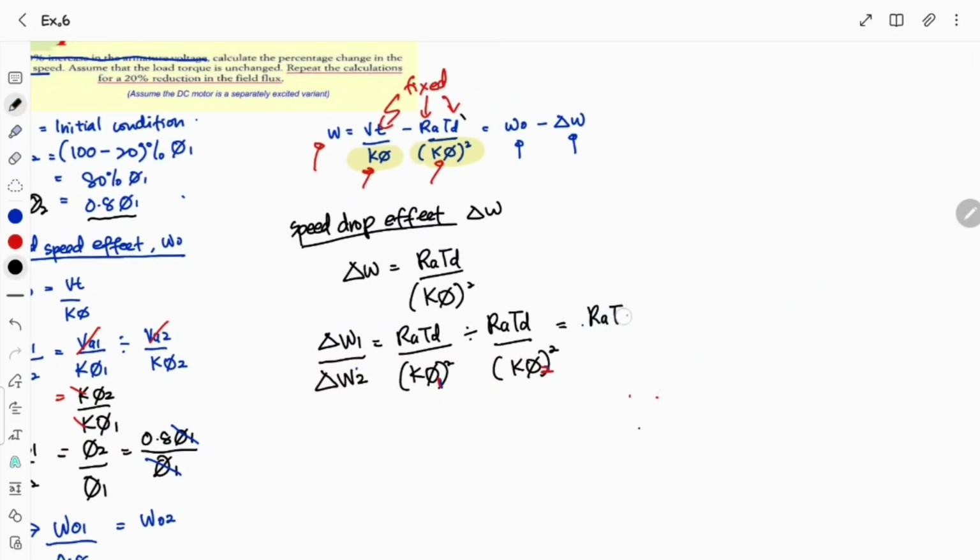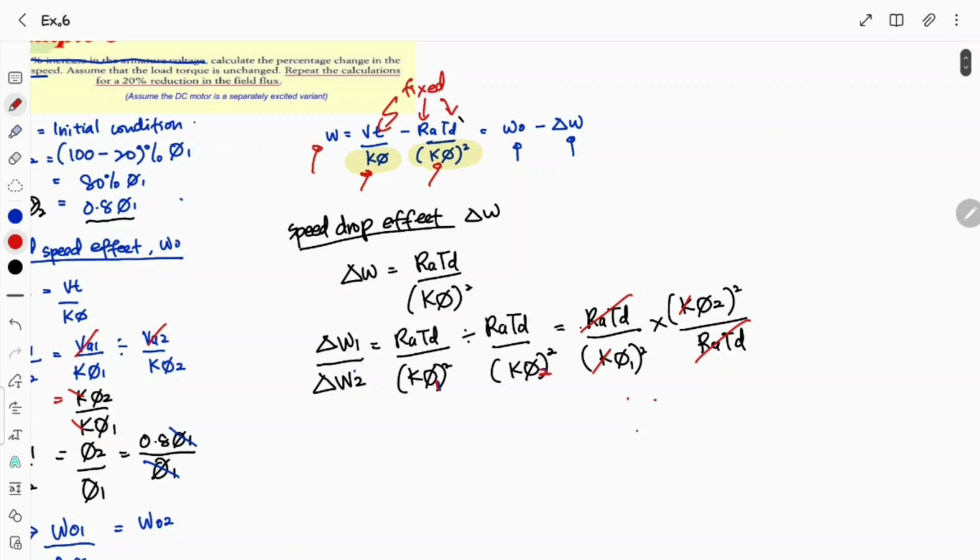So RA TD over kV1 square, kV2 square, RA TD. Okay, remember that this torque and armature resistance are fixed, so they can cancel out, and you can cancel this K also, which gives you flux 2 square over flux 1 square. Okay, so summarize by the equation: flux 2 square over flux 1 square.